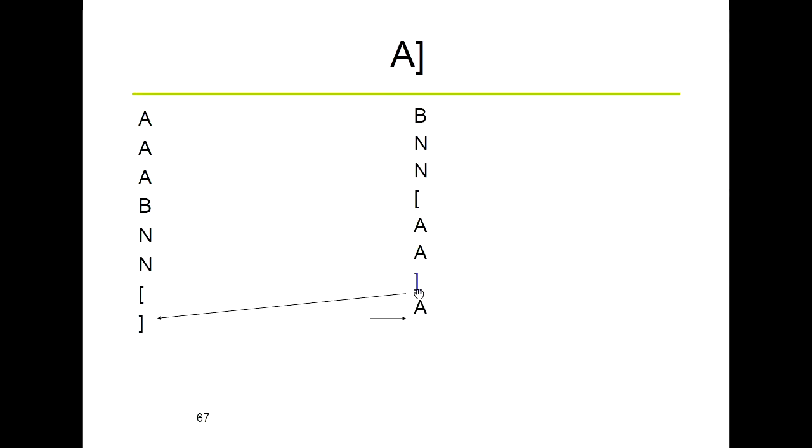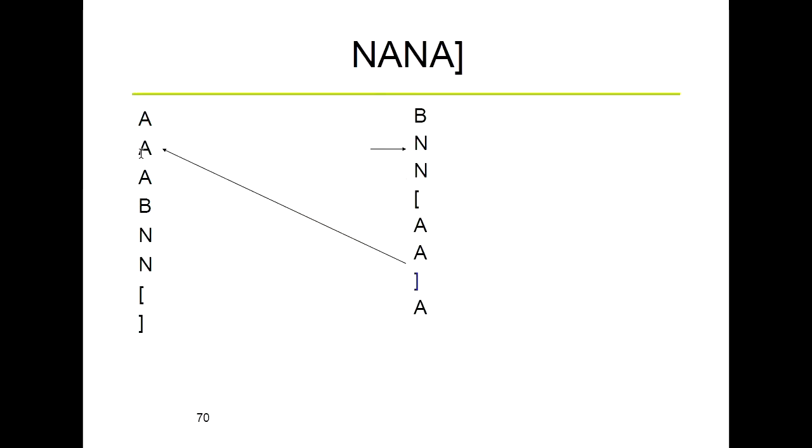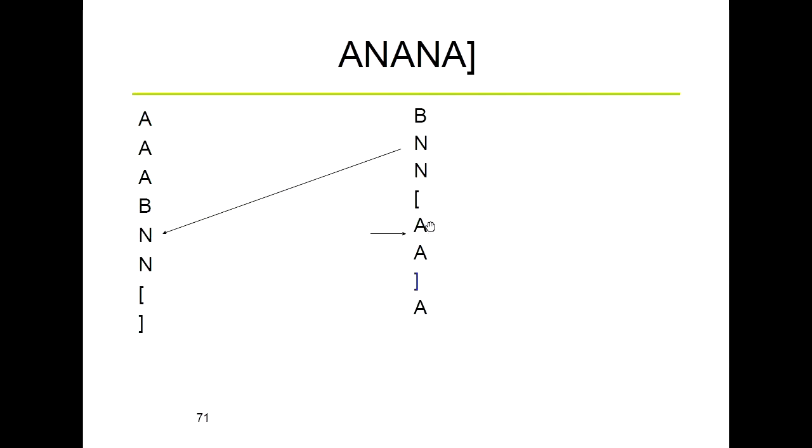So continue doing that. This is the third A. We go to the third A. We know there's N, and this is the second N. So we can go to the second N, and then we got A. So we keep decoding. We got A, and this is the second A. So we go to the second A. Then we got N. This is the first N. So we go to the first N. Then we have A. This is the first A. Then we go to the first A.